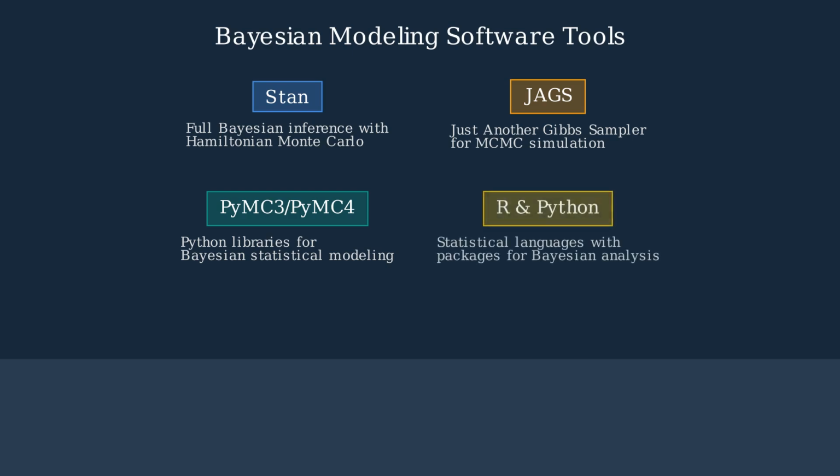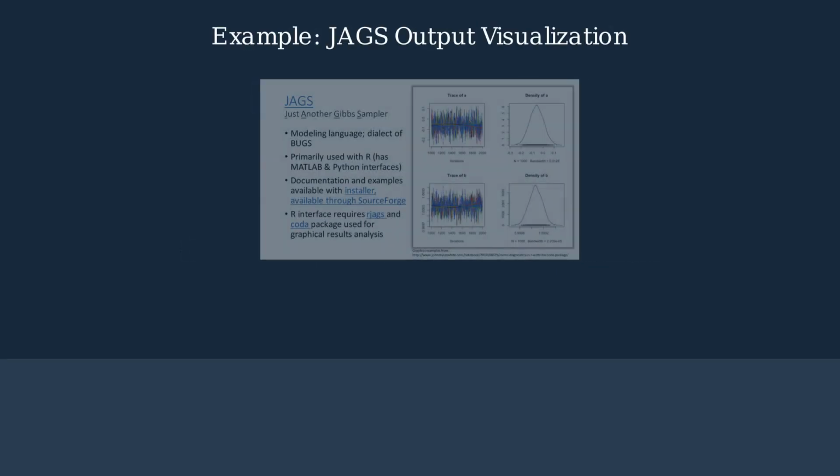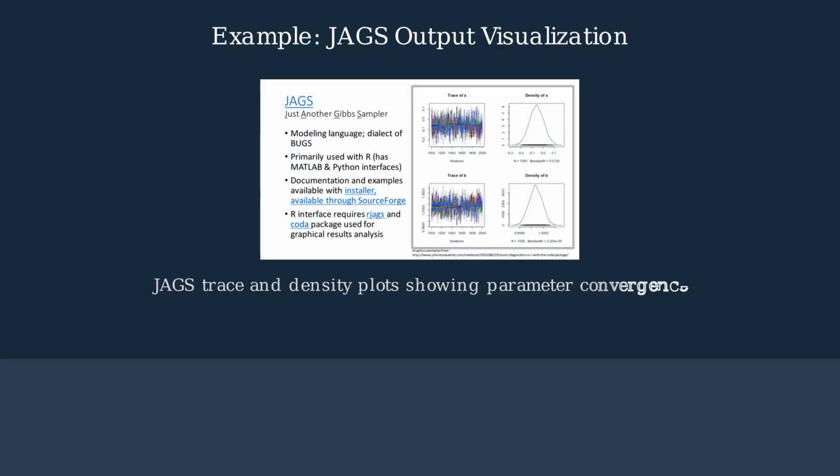Both R and Python offer extensive packages for statistical computing, data analysis, and visualization with Bayesian capabilities. Let's examine how JAGS visualizes Bayesian model outputs to help assess model convergence and parameter distributions. The trace plots on the left show how parameter values change during MCMC iterations, helping us assess convergence. The density plots on the right visualize the posterior distributions of model parameters.